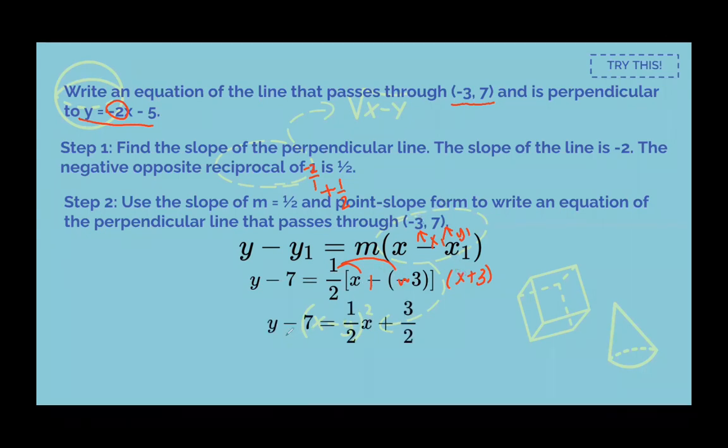And now go ahead and add 7 to both sides to isolate y. 3/2 plus 7 are both constants, so those can combine. Go ahead and first find a common denominator, which is 2. So 7 times 2 is 14 over 2. And 3 plus 14 equals 17 over 2. So your final equation will be y equals 1/2 x plus 17 over 2.